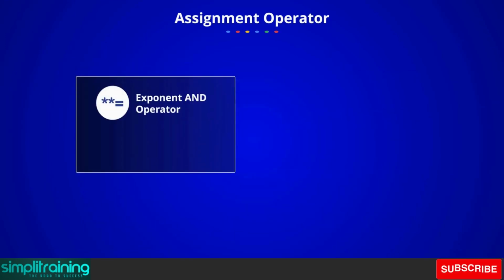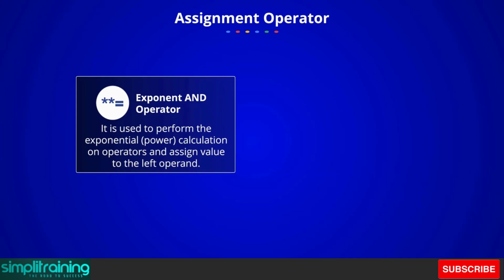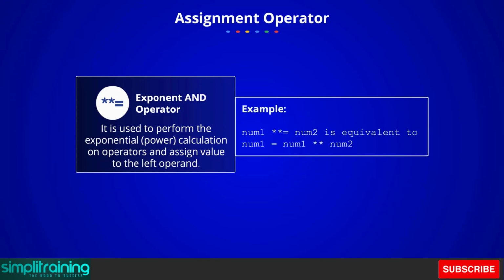Exponent AND operator. It is used to perform the exponential power calculation on operands and assign the value to the left operand. num1 **= num2 is equivalent to num1 = num1 ** num2.